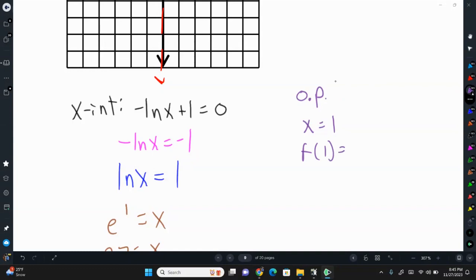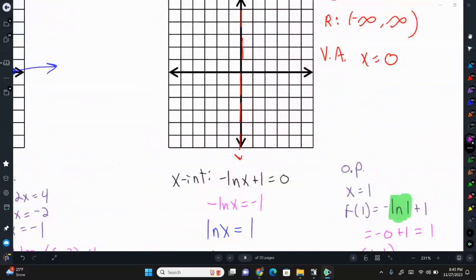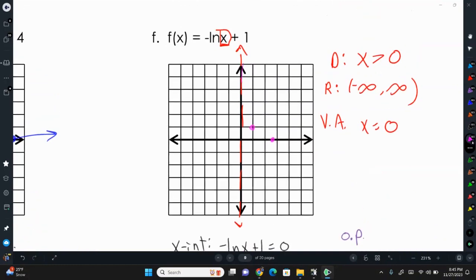So f of 1 is equal to negative natural log, or ln of 1, plus 1. This part here is equal to 0. So negative 0 plus 1 is 1. So 1 comma 1 is my other point. Okay, so let's plot that. We have 1 comma 1, which is up here, and 2.7 comma 0 is about there. So our graph will go like this.